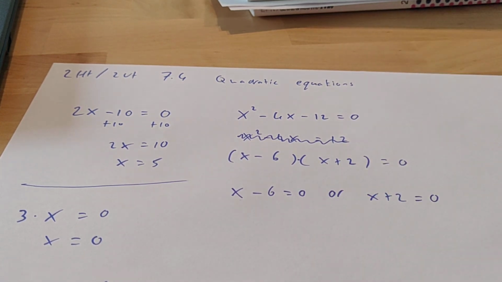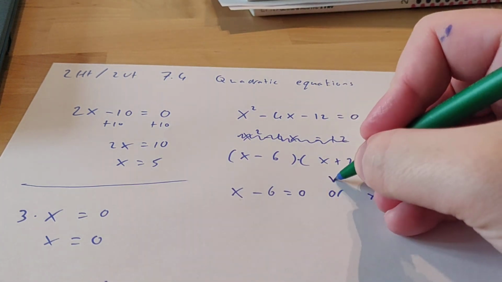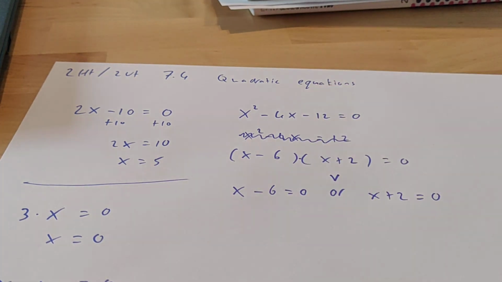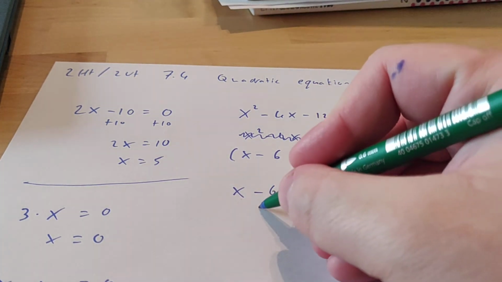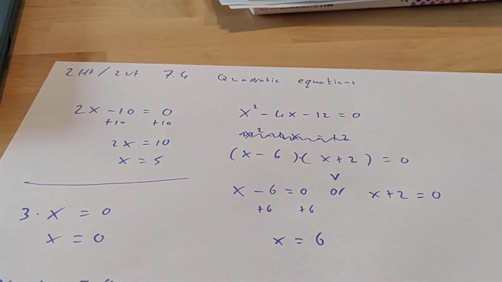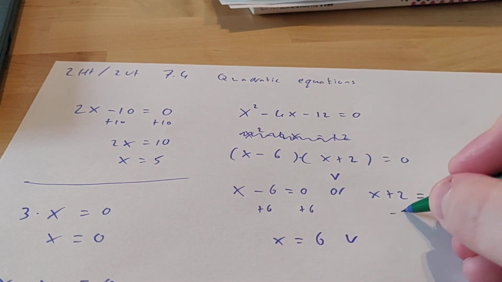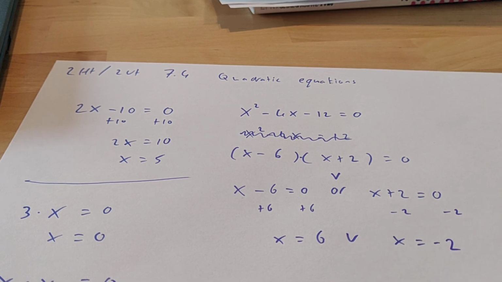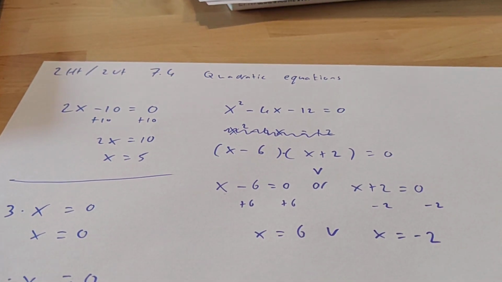Now for "or" there's actually a mathematical symbol that looks a bit like a V. You'll see that in the book, and I'll use it from now on. If x minus 6 is 0, that means that if you add 6 here and if you add 6 there, then x equals 6. So this is one answer. The other answer, so or, if you do minus 2 here and minus 2 there, x equals minus 2. So this is how you solve a quadratic equation. Thank you for watching.